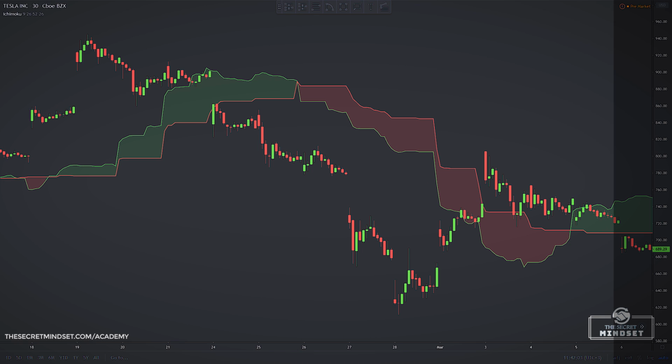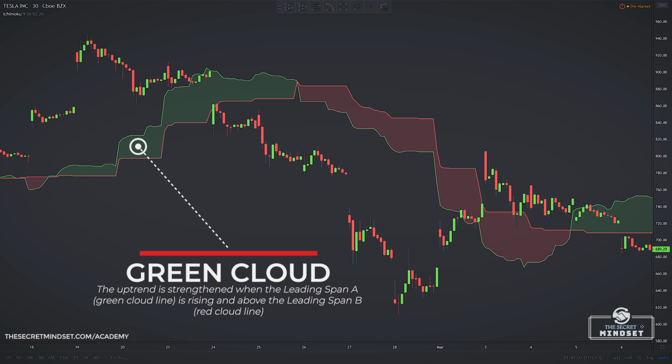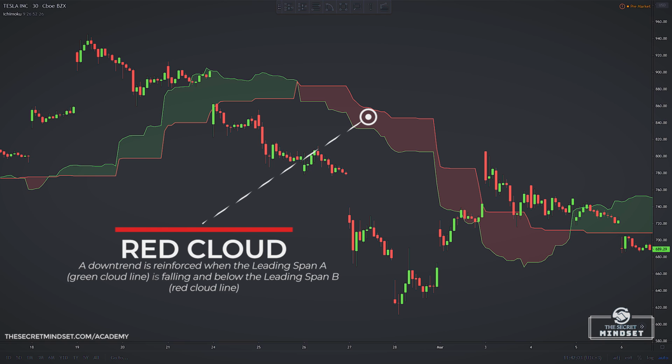The uptrend is reinforced when the leading span A, the green cloud line, is rising and above the leading span B, the red cloud line. This situation produces a green cloud. Conversely, a downtrend is reinforced when the leading span A, the green cloud line, is falling and below the leading span B. This situation produces a red cloud.